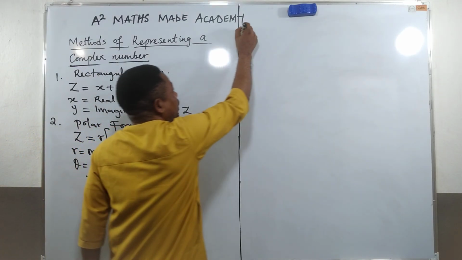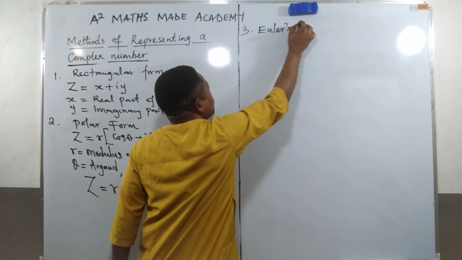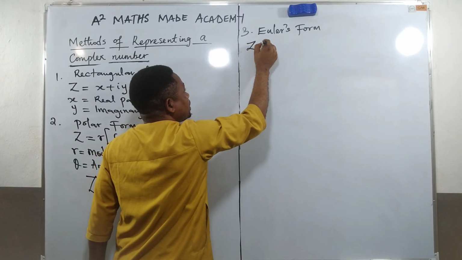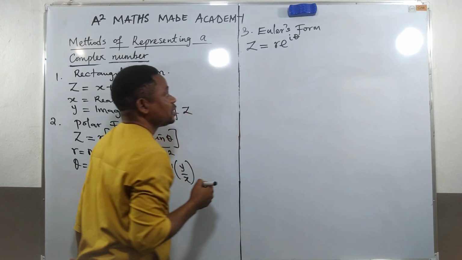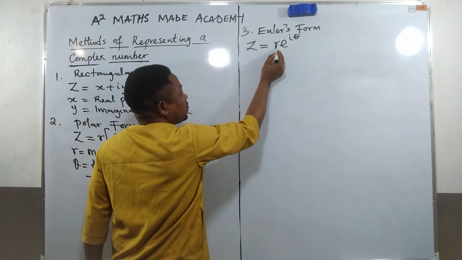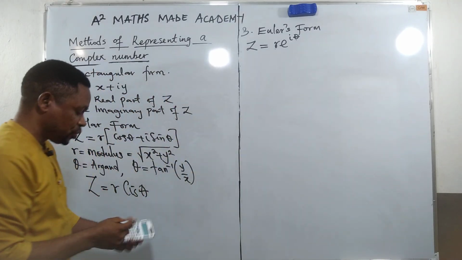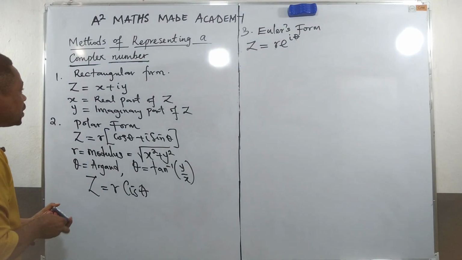Now, can we observe the last one, which is number three? The last one is what we call Euler's form. Mathematically, it can be represented as z equal to r exponential i theta. Are you with me now? Now, this r is still the modulus, and this theta is still the argument. These are the basic ways by which you can represent a complex number.